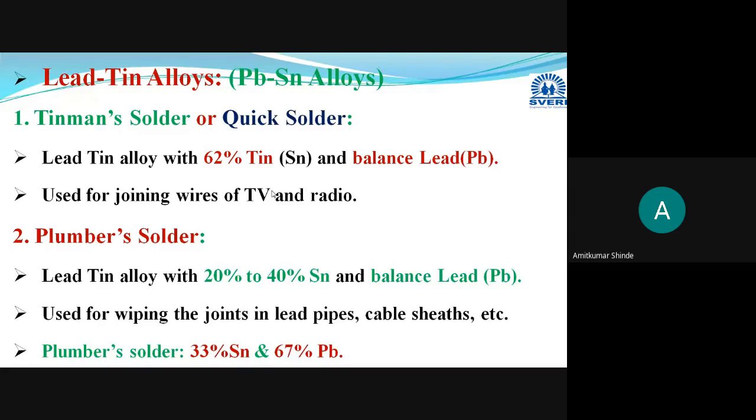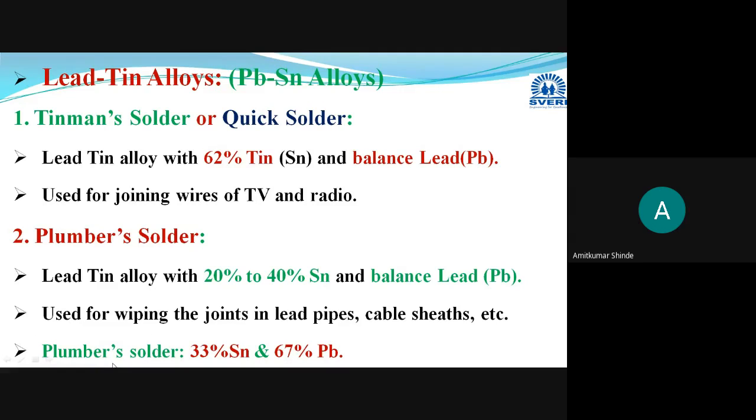Now after this Tinman solder, the next solder is the plumber's solder. Here, this plumber solder's composition will be 20 to 40% tin, and the remaining amount will be lead. No other alloying element will be there. The plumber solder which is used widely has a composition of 67% lead and 33% tin. This will be generally used plumber solder.